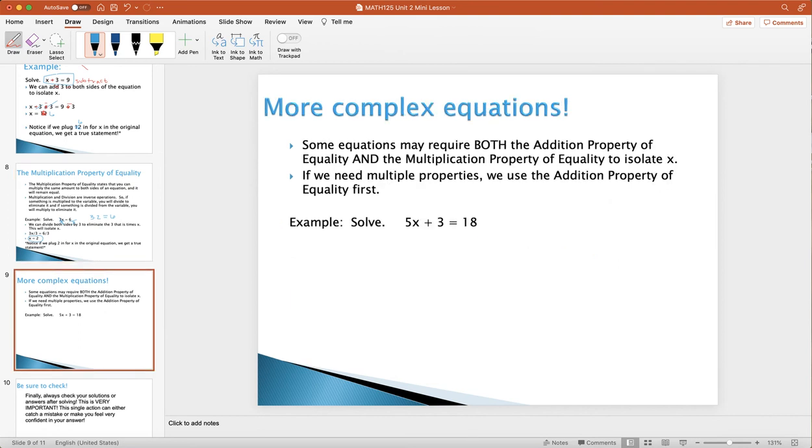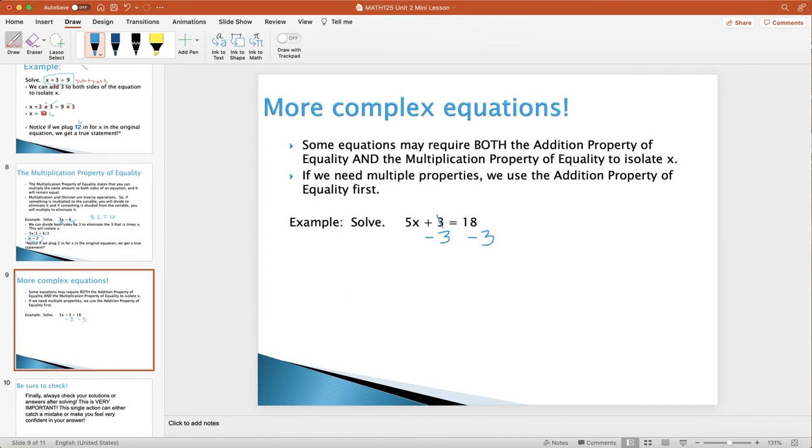Now sometimes you're going to have more complex equations. Sometimes you're going to see something like this, where you'll notice you're going to need both the addition property of equality and the multiplication property of equality to isolate x. If we need both of these, we're going to always start with the addition property of equality. So I would first start by moving whatever is added or subtracted to my variable. In this example here, I would first subtract 3 from both sides so that I could eliminate that plus 3.